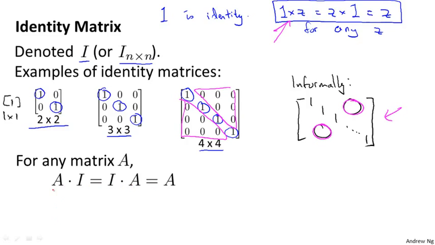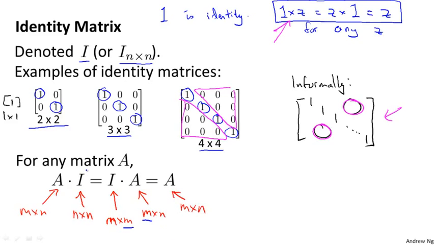Just to make sure we have the dimensions right: if A is an m by n matrix, then this identity matrix here is an n by n identity matrix. And on the other side, for matrix multiplication to make sense, the identity matrix has to be an m by m matrix, because this m has to match up with that m. In either case, the outcome of this process is you get back the matrix A, which is m by n.